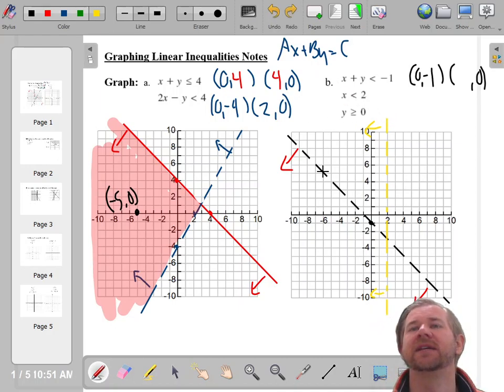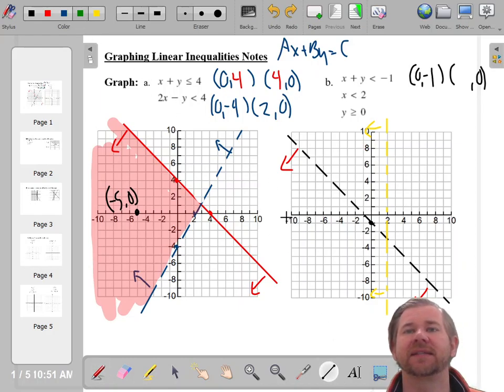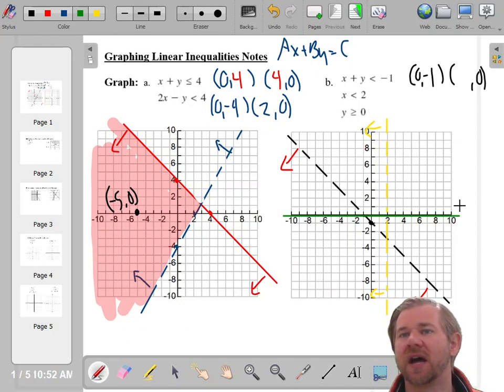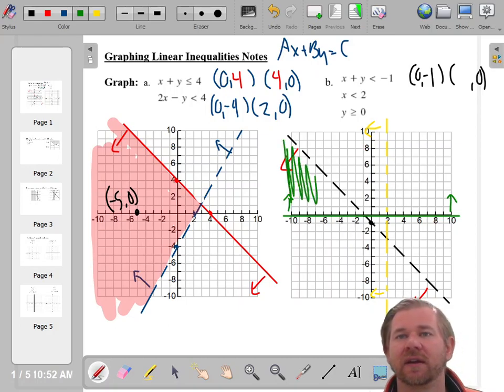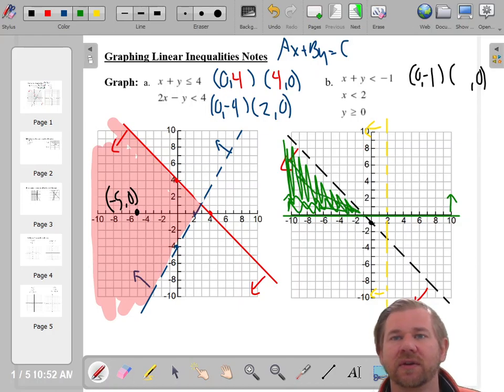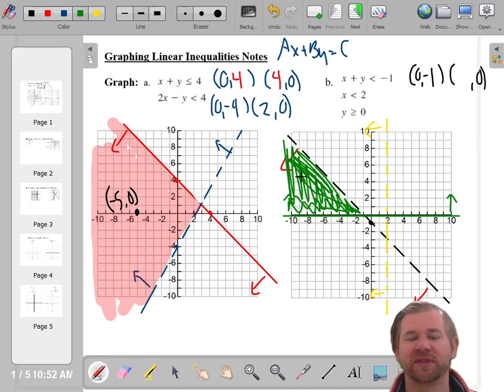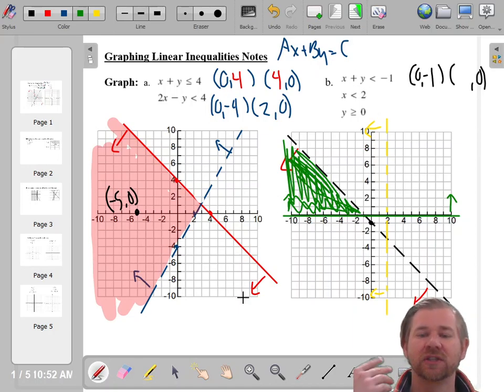Last one, y is greater than or equal to 0. So that's a horizontal line. It is a greater than or equal to, so it will be solid. And the numbers that are greater than 0 are above. So where's the overlap for all of them? It's this guy right here. That's the shaded region for all three. So this x is less than 2 doesn't do a whole lot. But that is the shaded region. That is the solution set.